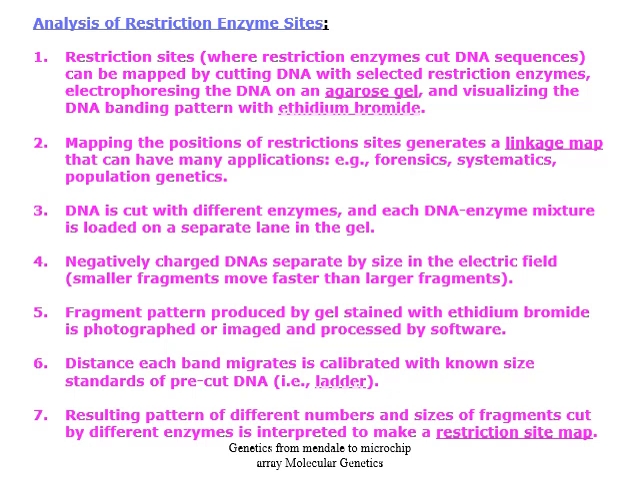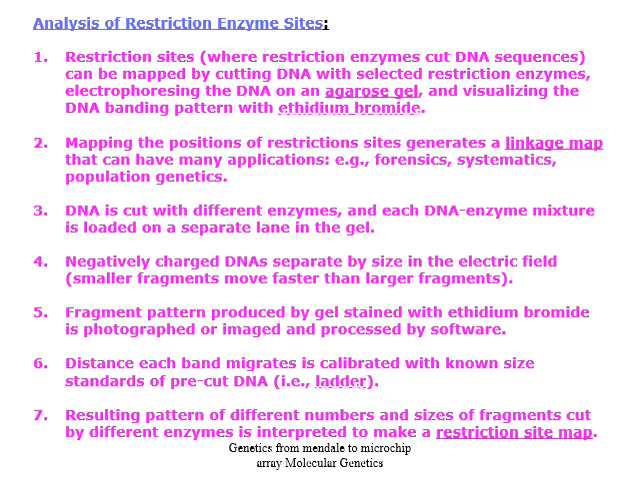Restriction sites, where restriction enzymes cut the DNA sequence, can be mapped by cutting DNA with selected restriction enzymes, electrophoresing the DNA on an agarose gel, and visualizing the DNA band pattern with ethidium bromide. Mapping the position of restriction sites generates a linkage map that can have many applications: forensic, systematic, and population genetics.